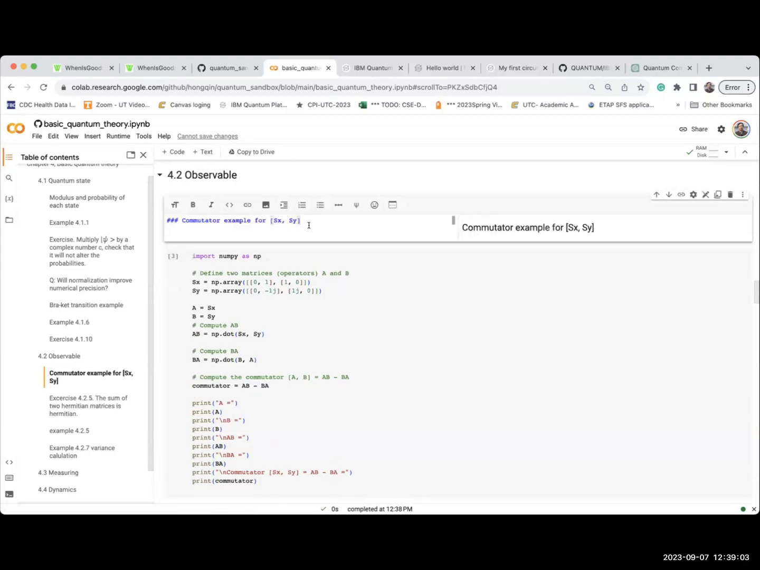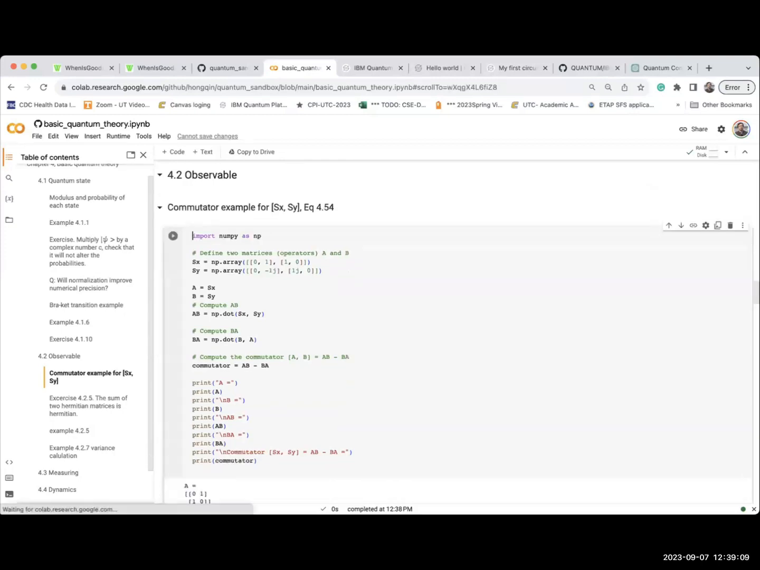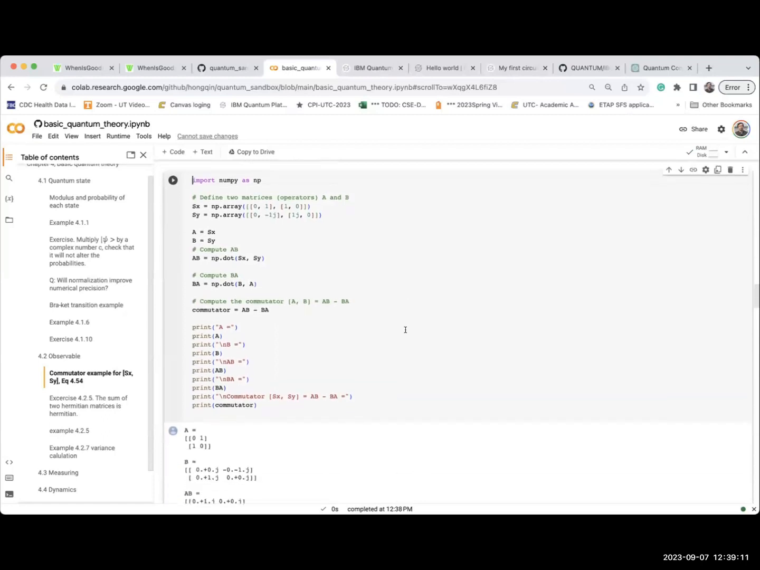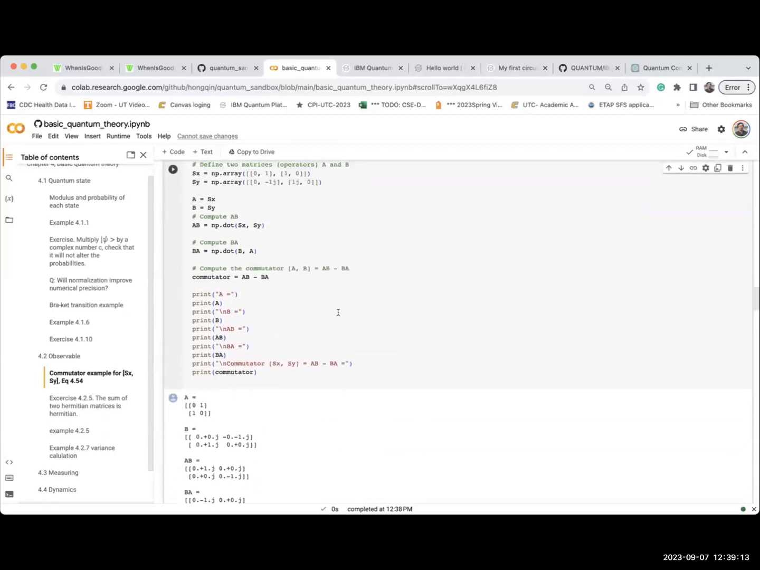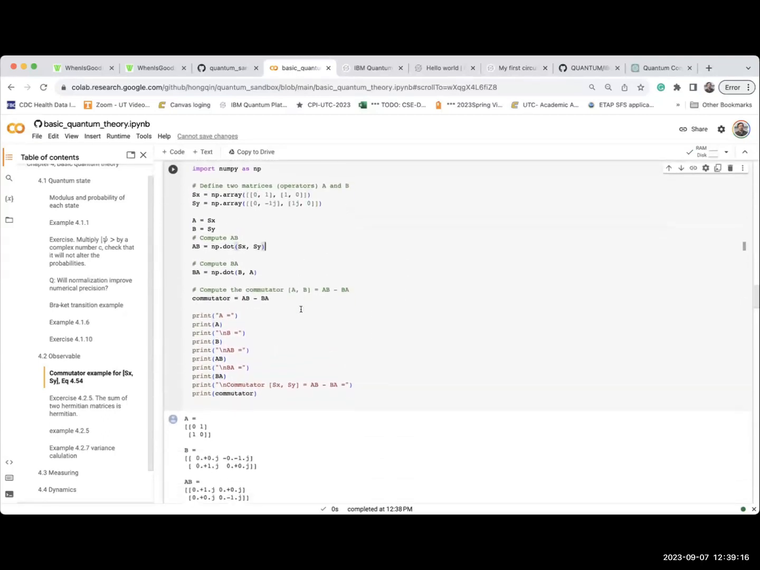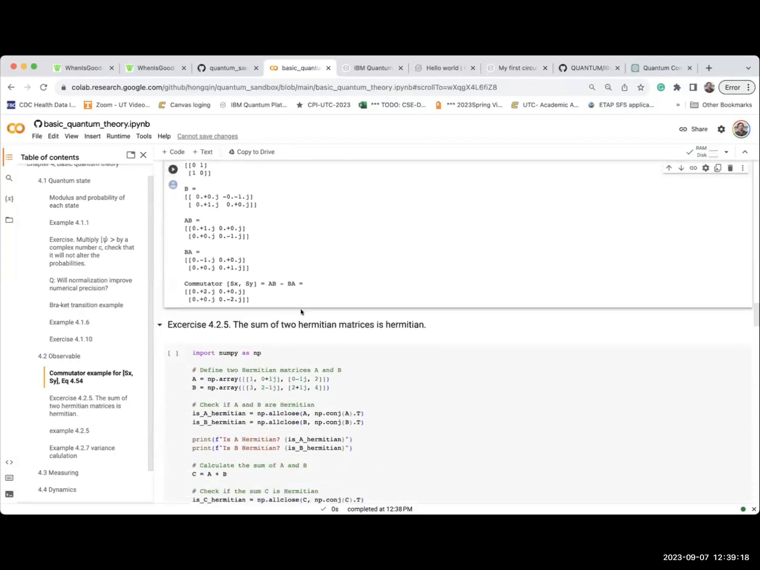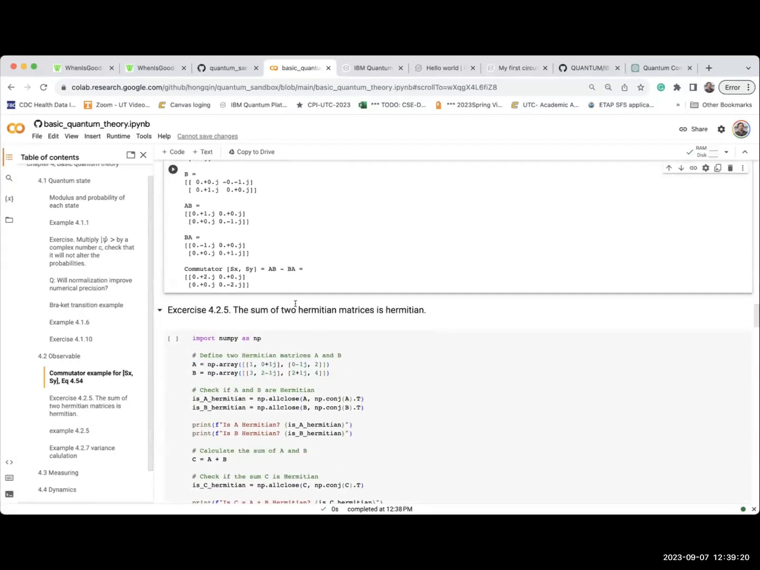Okay, very good. So this is equation 4.54. Okay. All right. We got. Yeah. So you can try Sy, Sz, which is two more equations, on your own.